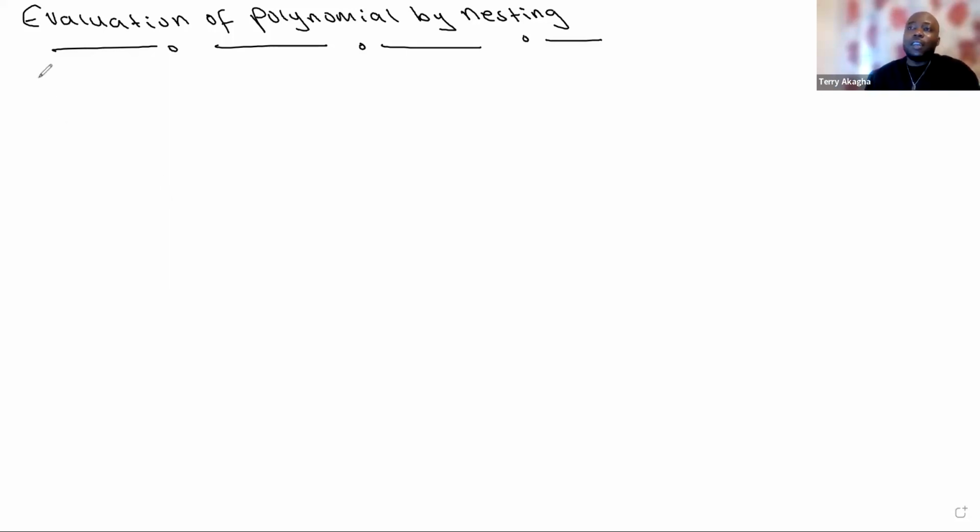So the first thing is that usually there are 5 rules to keep in mind while doing that. When you're doing a polynomial by nesting, the first thing you have to do is arrange the terms in descending order. So I'm going to write it here. So you have to arrange the terms in descending order.